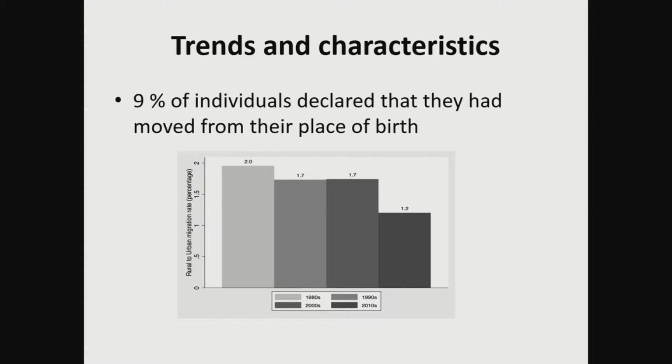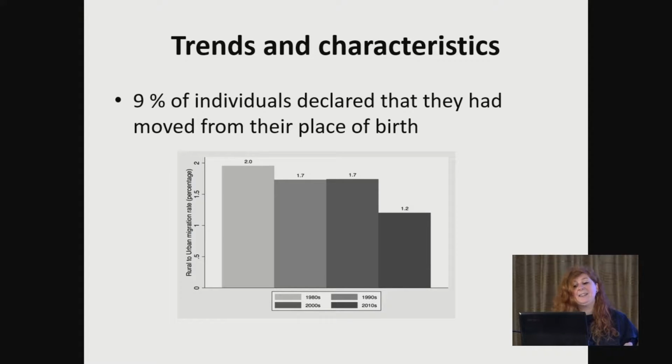So what do we know from the ELMPS 2018 on internal migration? First of all, what we see is that only 9% of individuals declare that they have moved from their place of birth in 2018. Of course, if we restrict this definition to people who are 15 or over, the percentage goes up to 12%, but still it's quite a low number compared to, as I was saying, around 15% for the other countries in the region.